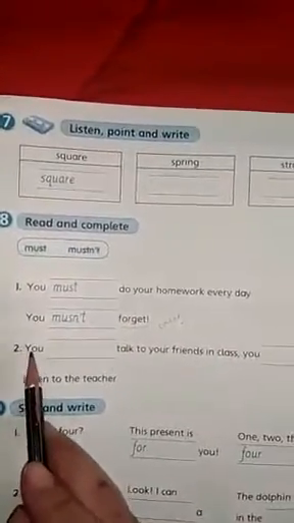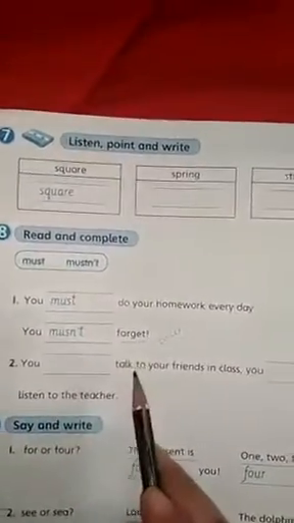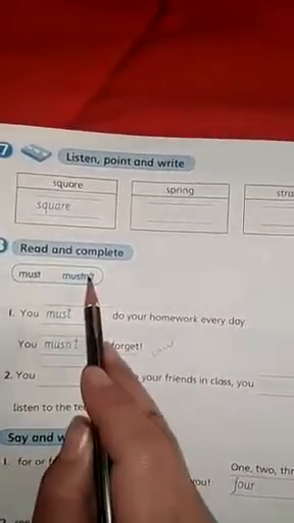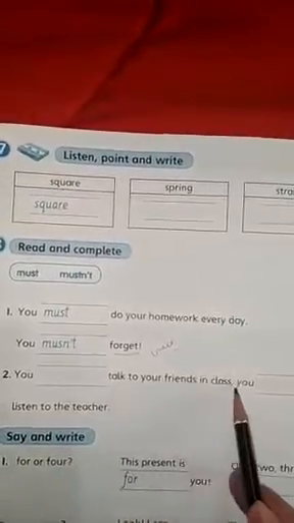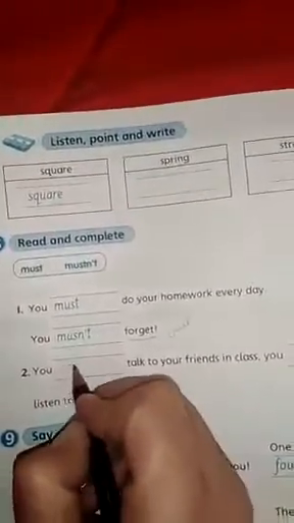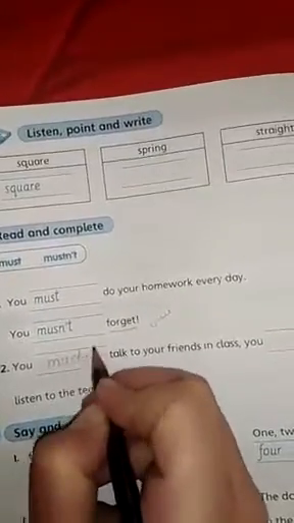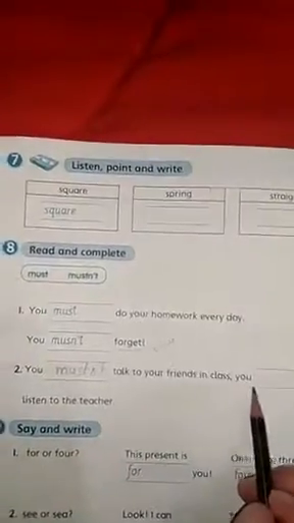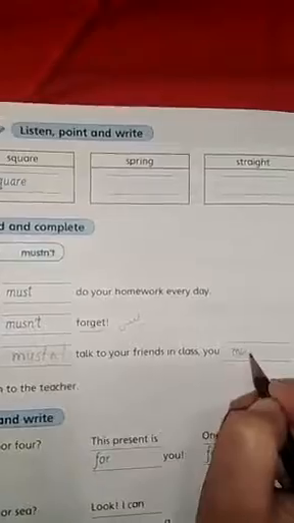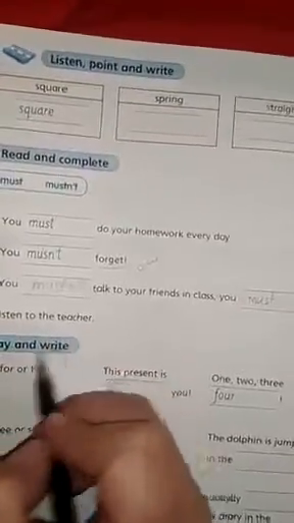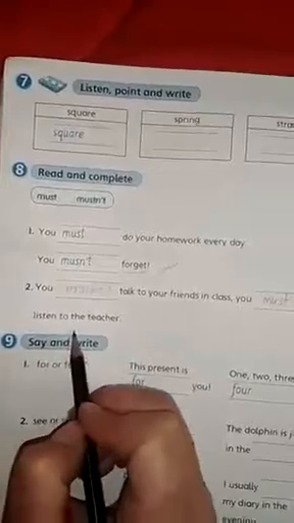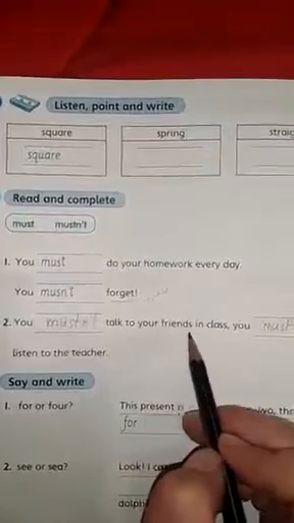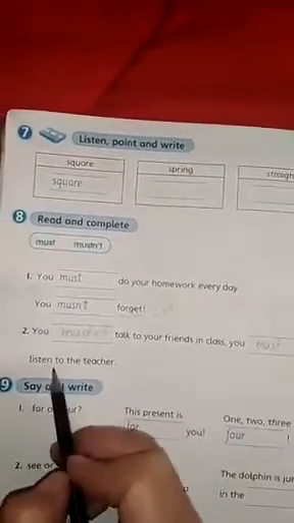Let's move to number 2. You must or mustn't talk to your friends in class. You mustn't talk to your friends in class. So you must listen to the teacher. Let's read it again. You mustn't talk to your friends in class. You must listen to the teacher.